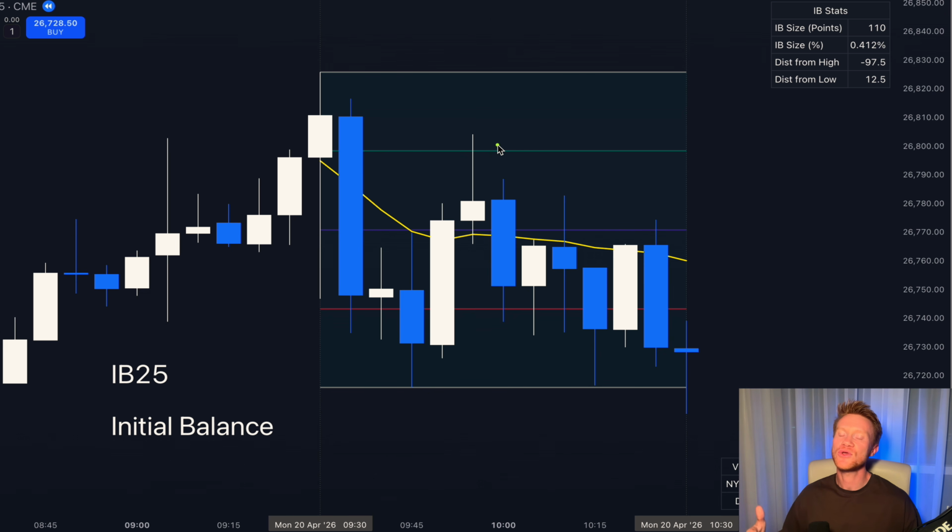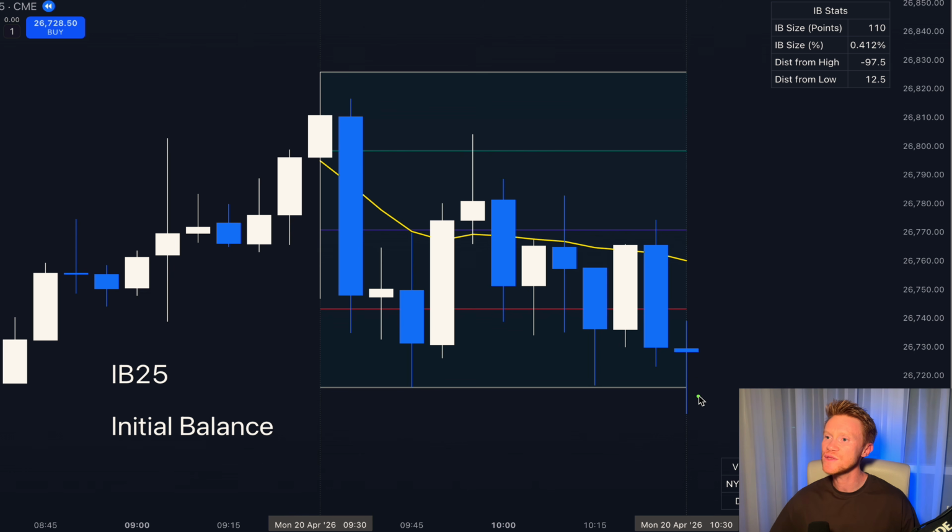Now, I said I would go through the entry rules for the IB25. So let's have a look at this particular example here. Are we looking for shorts or are we looking for longs? I'm looking at how the IB has actually formed. In this example, the IB high is formed first and the IB low is formed second. So statistics, data, probabilities say that we're more likely to break the IB low. So I'm looking for trades to the downside.